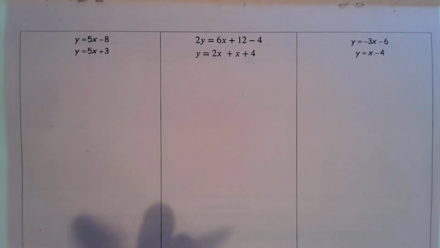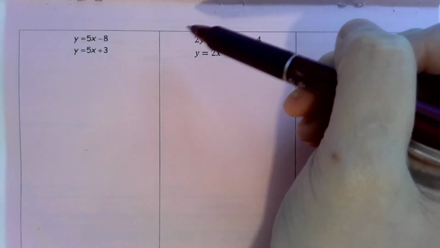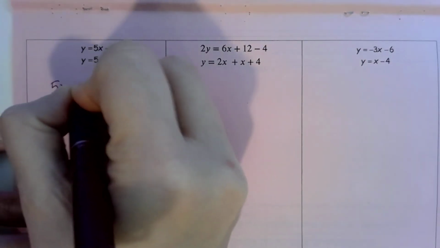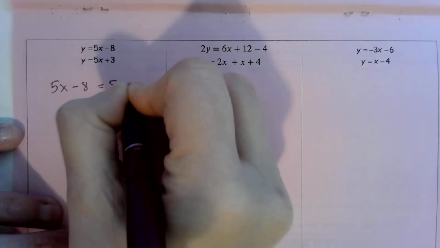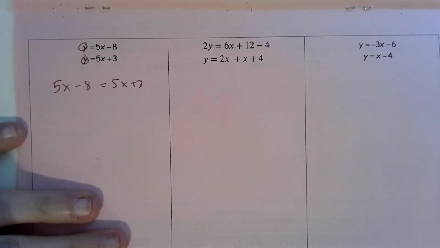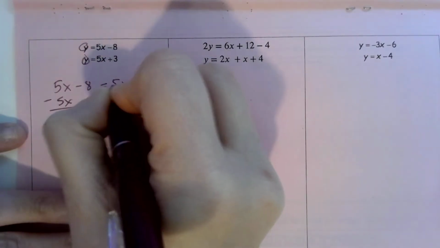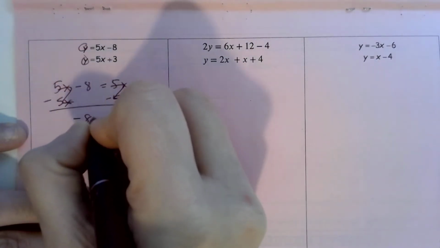What I'm hoping you'll be able to tell me is they have the same slope, and if they have the same slope, that makes them parallel. So when are they going to have the same value? Never. But I can prove that mathematically by saying 5x minus 8 equals 5x plus 3, because remember they're both equal to y, that means I can set them equal to each other. Well, if I subtract 5x from both sides, I get negative 8 equals 3.